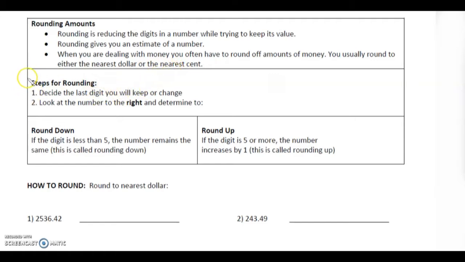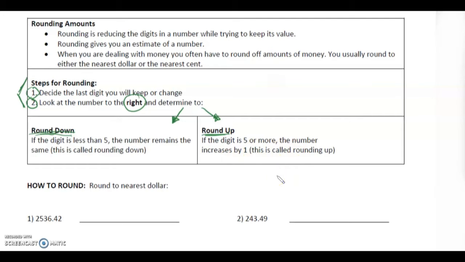Okay, so here are your steps for rounding. So number 1, decide the last digit that you will keep or change. Okay, and then look at the number to the right to determine one of 2 things. We're either going to round down if the digit is less than 5, right? That's the digit on the right. Okay, then the number remains the same, and this is called rounding down. Or we round up. So if the digit is 5 or more, the number increases by 1.